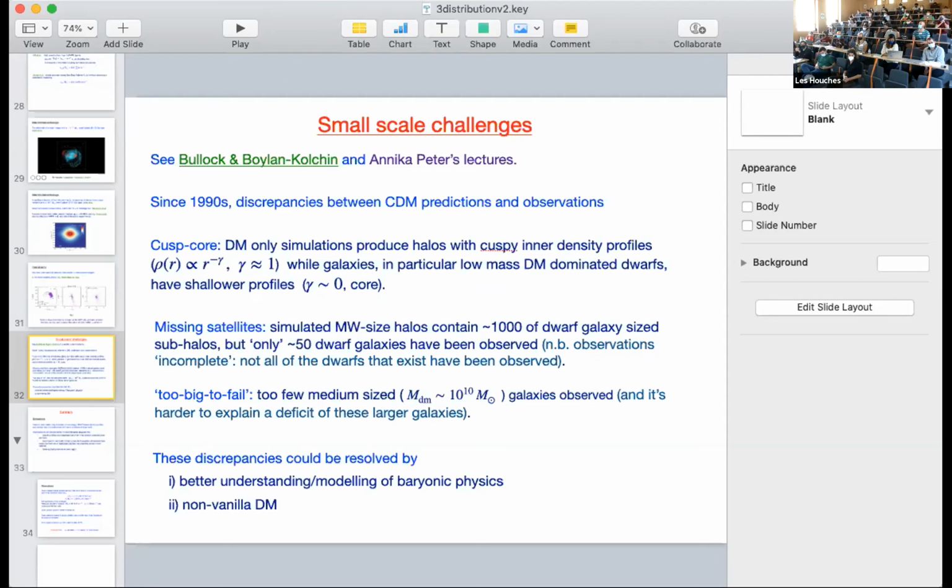Okay, great. Well, tomorrow I'll start off with talking through this stuff about small scale challenges before then going on to trying to probe the nature of the dark matter with astronomical observations.